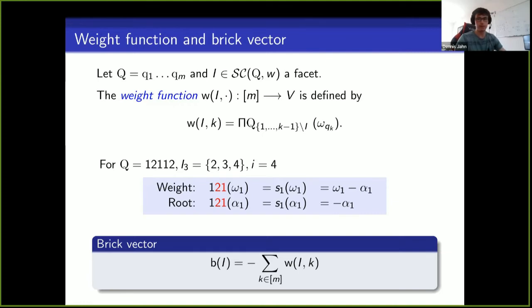The weight function is then used to define the brick vector. This is just the sum over all weight function values for all possible positions. And we have a minus sign here in the beginning. If you're familiar with the topic, we introduced this minus sign in a paper that corresponds to this talk because we can write things in the end a little bit easier with this, but it doesn't change anything on the statements you already know.